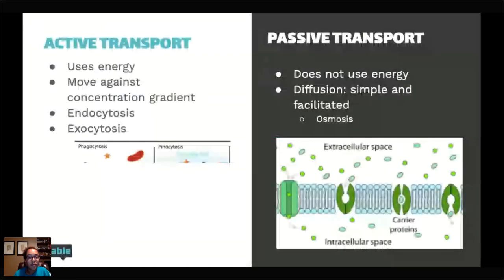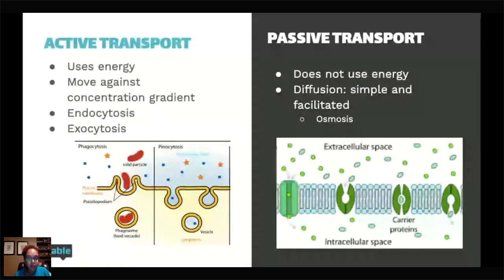So the two different types of cell transport are active transport and passive transport. Active transport uses energy, right? Just like how I was saying, athletes do things actively. They use energy to do what they do, whether it's play or practice. So active transport also uses energy. And the reason it uses energy is because it moves substances against the concentration gradient. The concentration gradient, and this isn't just biology, is the fact that substances like to move from areas of high concentration to areas of low concentration.